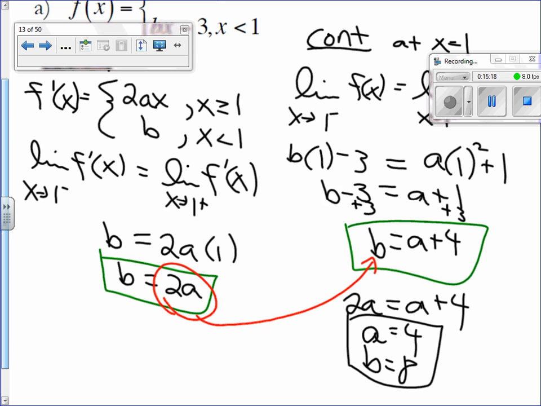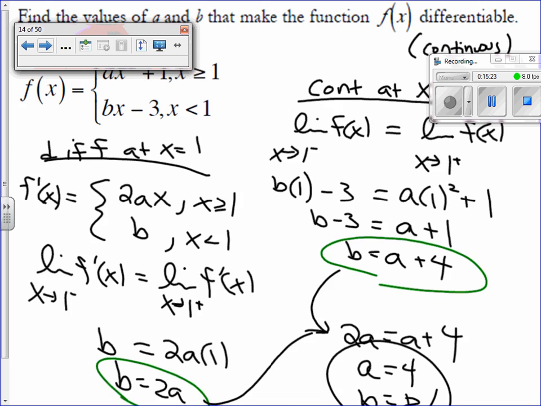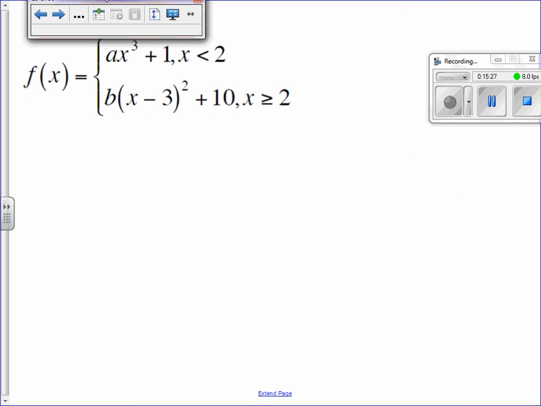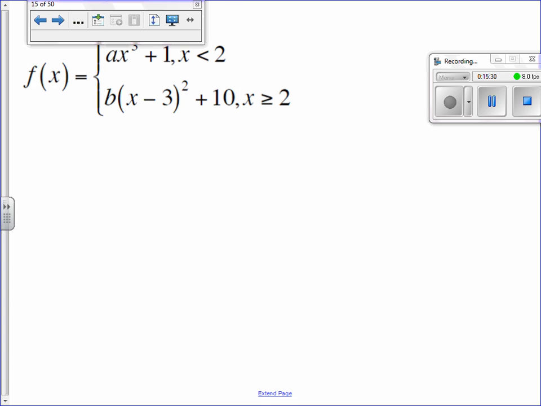Want to do one more of those? Okay. Yeah, you do. Who wouldn't? It'd be crazy. I like these. This is what they tend to give you on the AP exam, this type.